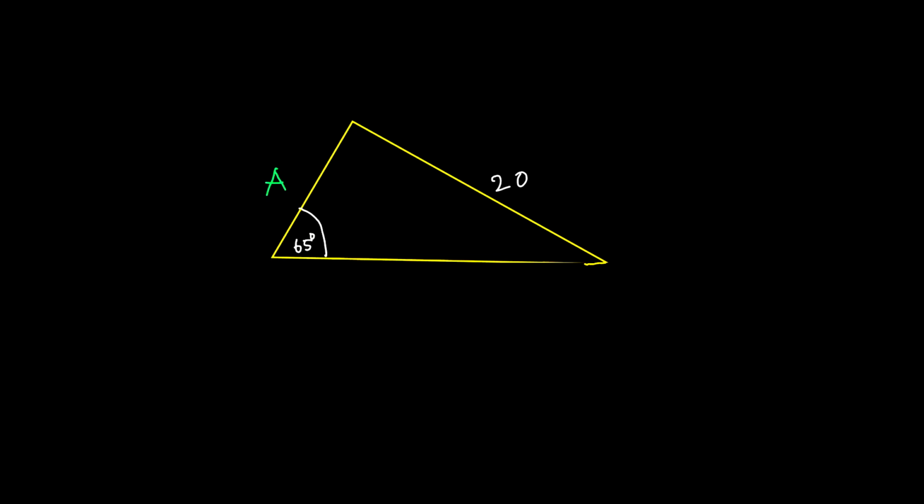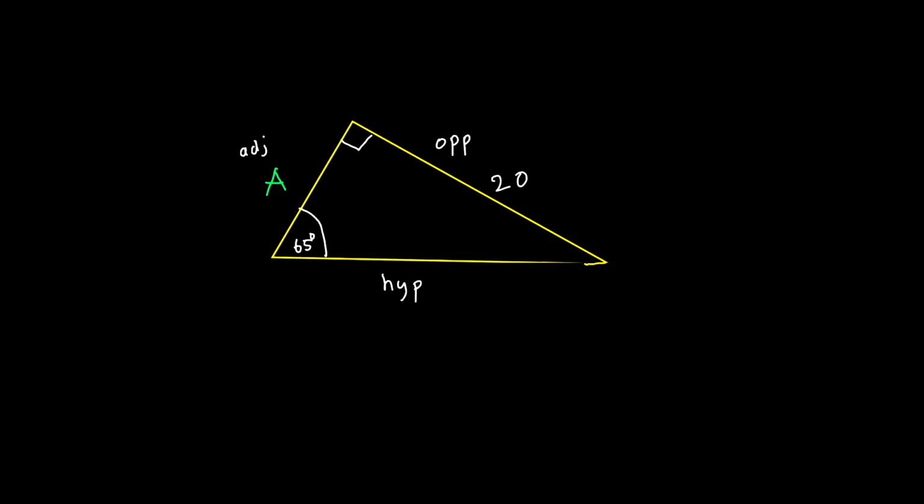So we observe that this is actually a right angled triangle. That's step 1. Now we need to figure out which side of the triangle A is. We know that there are 3 sides: the hypotenuse, the opposite, and the adjacent. So opposite to the right angle is the hypotenuse. Opposite to our given angle of 65 degrees is the opposite side. Therefore, this means A is actually our adjacent side.